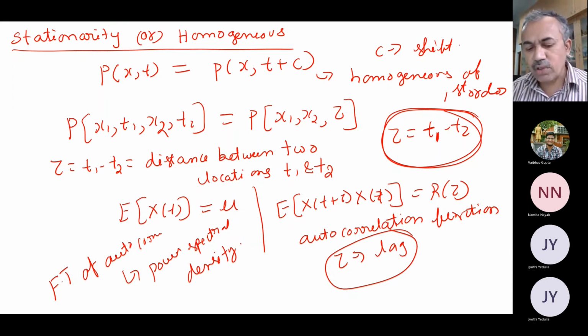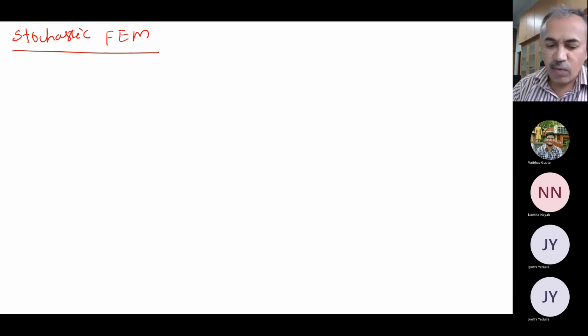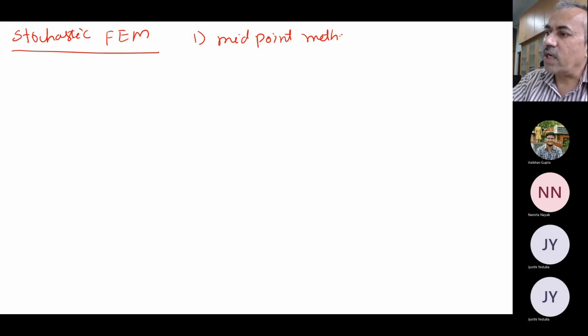Now here the most important thing is how we have to do it in a stochastic FEM. So how do we incorporate these types of random fields? There are two methods which are widely used here. One is the midpoint method, and the other one is spatial average.